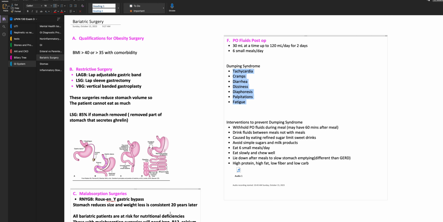Now, a lot of people after a Roux-en-Y may develop what's called dumping syndrome. And I know ATI loves dumping syndrome. The signs and symptoms include tachycardia, cramps, diarrhea, diaphoresis, and fatigue. What essentially happens is the food from their small stomach is now dumping into the duodenum. So here are the interventions that prevent dumping syndrome that you're going to need to know.